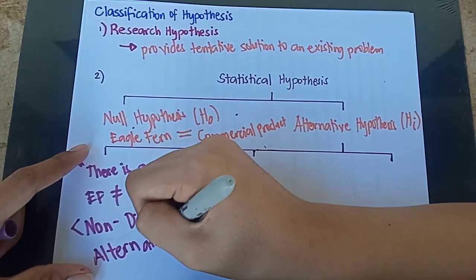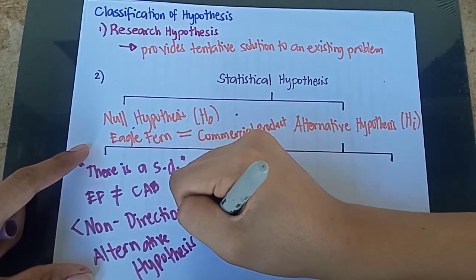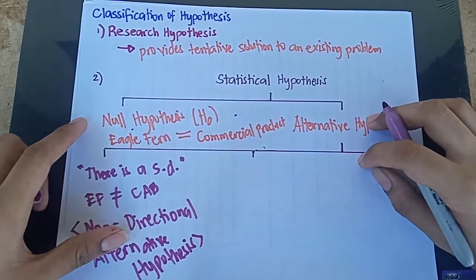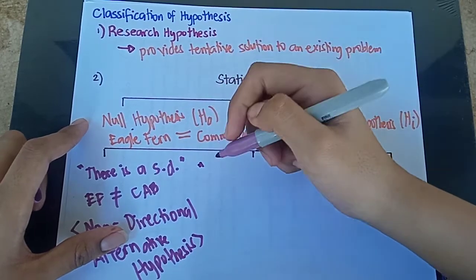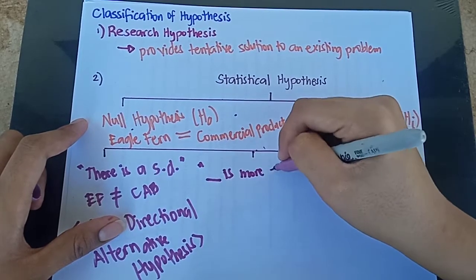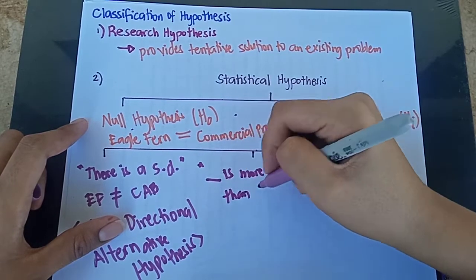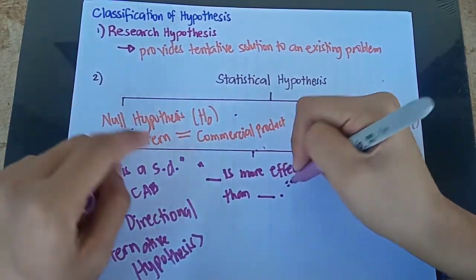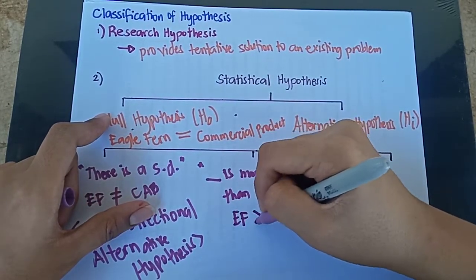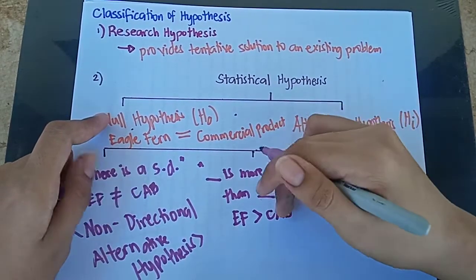Alternative hypothesis. In a non-directional alternative hypothesis, it states that there is a significant difference. Now, another classification states that blank is more effective than blank. So, let's say that the IV is more effective than the commercial brand. Meaning to say, in our example, the Eagle Fern is much more effective than the commercial anti-disinfectant or the commercial brand.